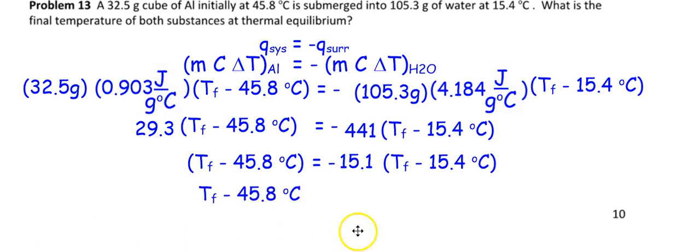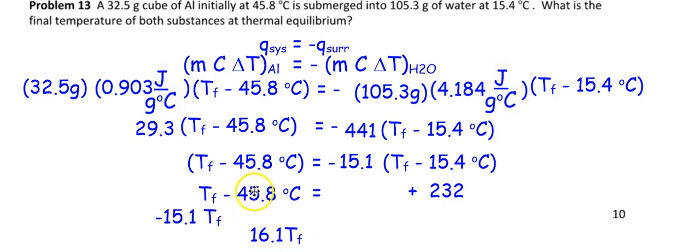Okay, so here's this. It's equal to negative 15.1 times TF. And what's negative 15.1 times negative 15.4? It is positive 232. So now what am I going to do to both sides? I'm going to add the 45.8 to both sides, and I'm going to get 277.8.